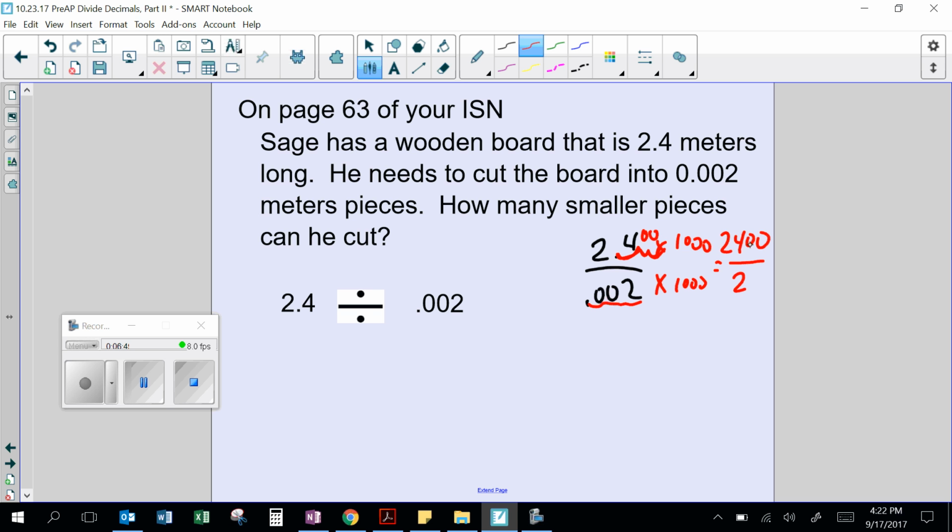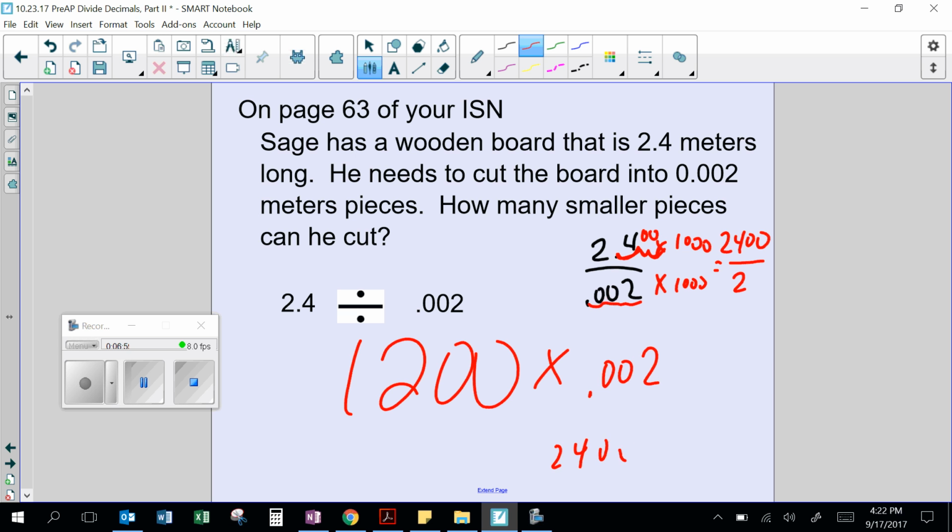So how many 2's go into 2,400? 1,200. To check your work, if I multiply 1,200 times 2 it's 2,400, there are 3 places behind the decimal point, so it goes right here. And that's how we get the original size of the wooden board that Sage has, 2 4/10 meters. So he can get 1,200 smaller pieces of 2,000 meters.